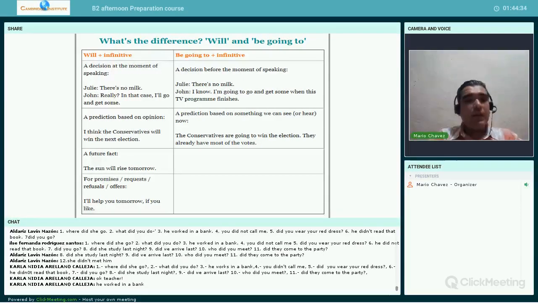We can also use it to make a prediction based on an opinion. Example: I think the conservative will win next election. So that is a prediction. We use it for a future fact. The sun will rise tomorrow. It's a future fact, right? It's a fact. It's a law. I mean, it's going to happen. It always happens.